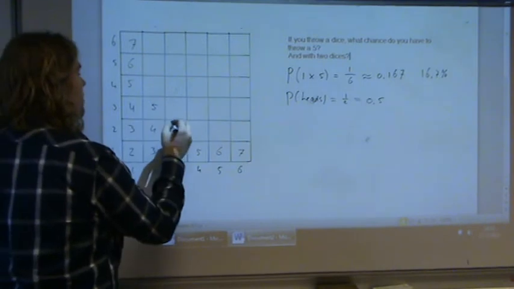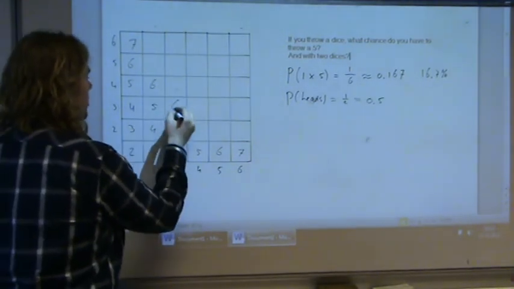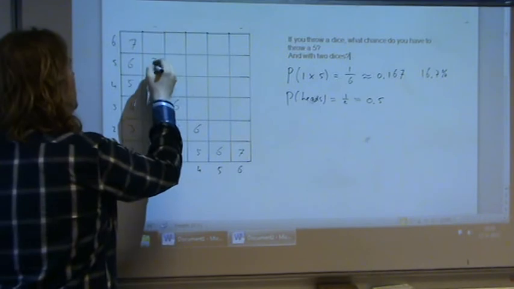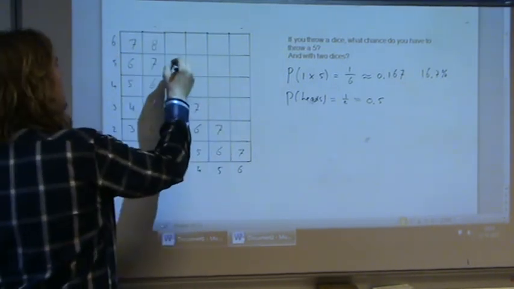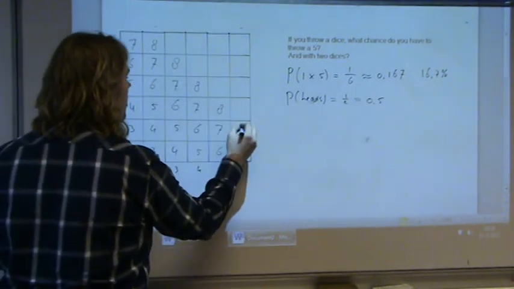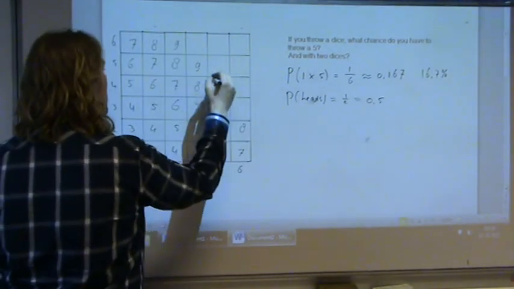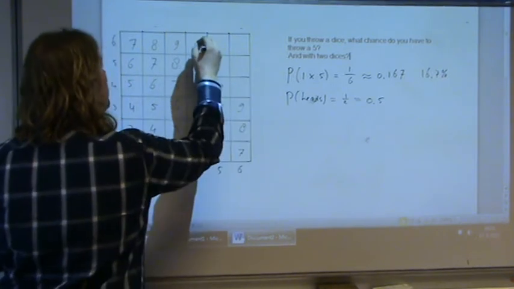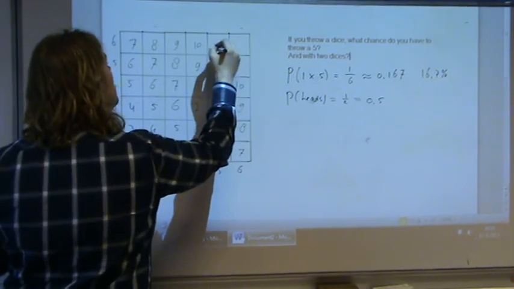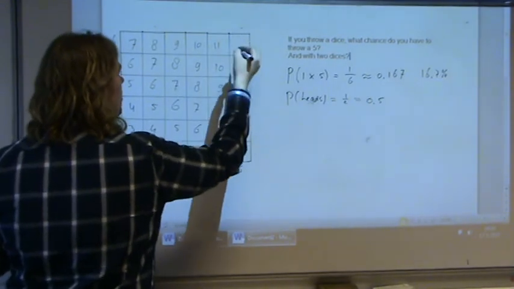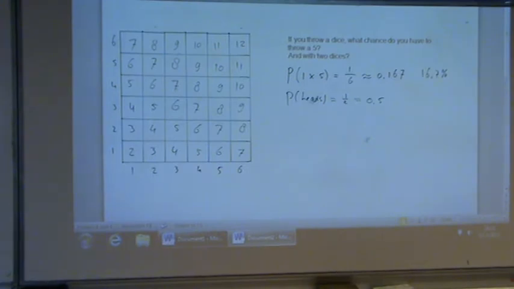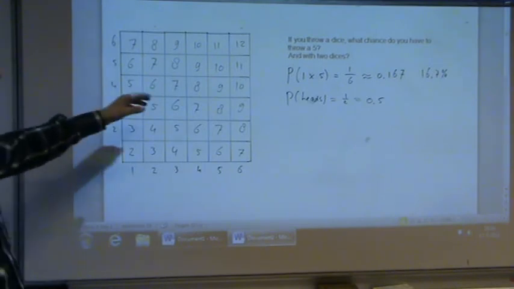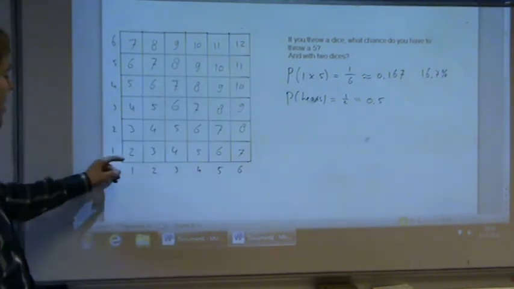So you have 5, 5, and then you have 6, 6, 6, and then you have 7, 7, 7, 7, and then you have 8, 8, 8, 8, 8, and then you have 9, 9, 9, 9, 10, 10, 10, 11, 11, and then 12. Alright, so these are the number of eyes you can have with each throw. So the maximum number of eyes you can have with 2 dice is 12, and the minimum amount is 2.